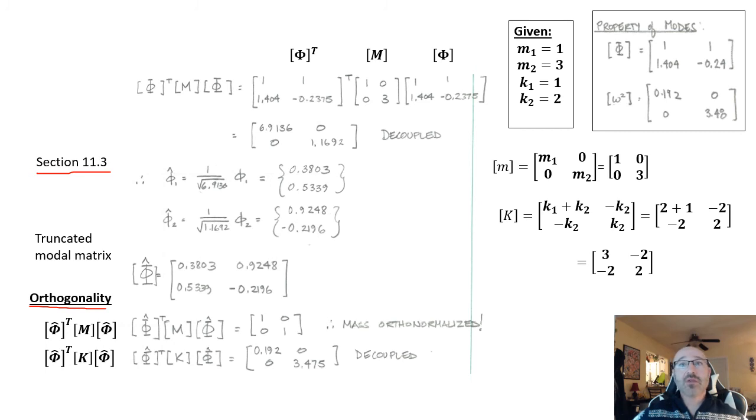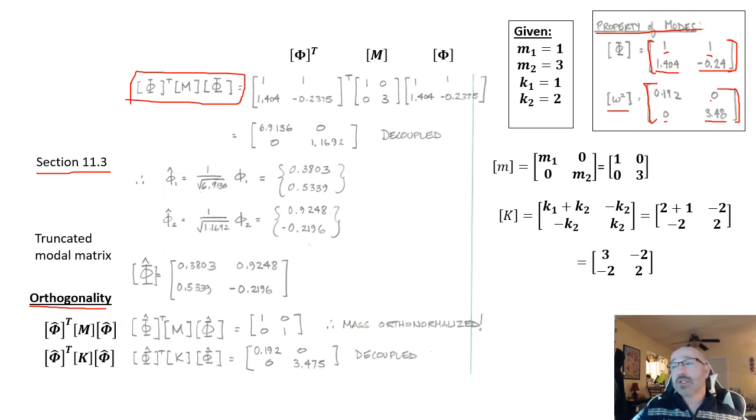So we say, okay, I have the properties of my modes right up here. I have my modal matrix, so the information I found for my Th1 and Th2 I can put into a 2x2 matrix over here of 1, 1.404, 1, and negative 0.24. And I have my omega squared that I can put into matrix form right here, another 2x2 matrix of 0.192, 0, 0, and 3.48. So with that information, I can then plug back into this key equation right here.